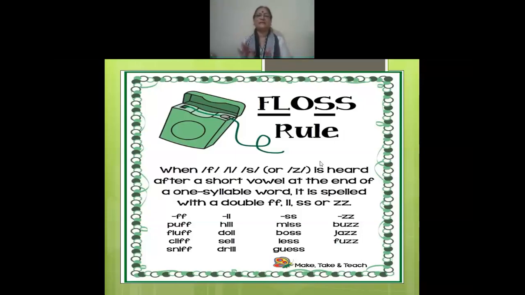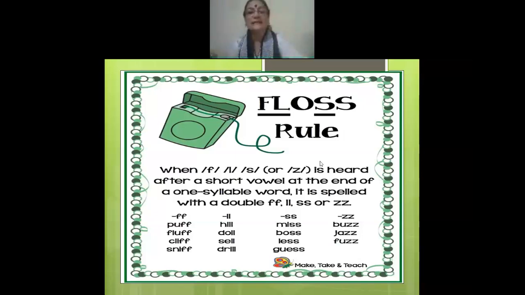If the word ends in F, L or S, and there's a short vowel sound, the last letter is always doubled. So puff, fluff, cliff, all these are very simple words. The last letter is always doubled. So this is the first rule, the floss rule.